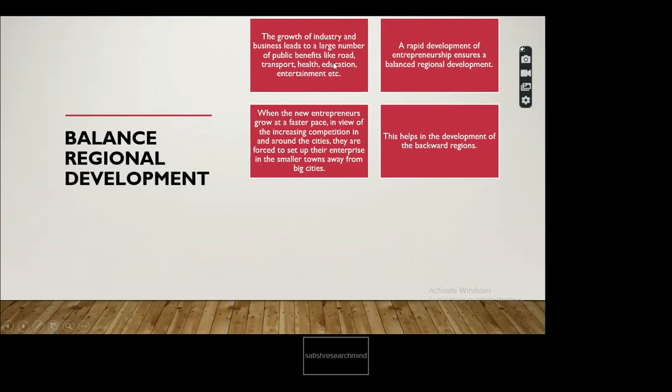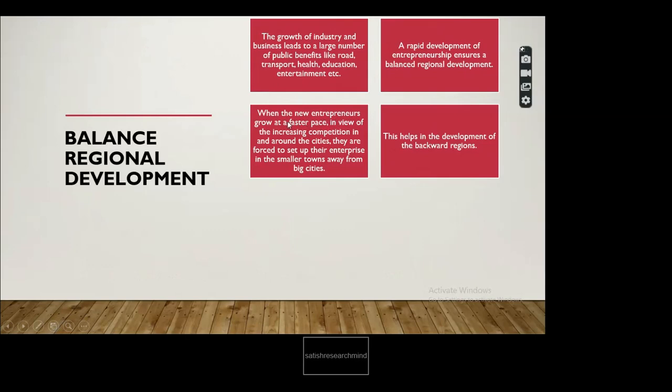Health entrepreneurs, education entrepreneurs, transport entrepreneurs, industry and media entrepreneurs, then social entrepreneurs, digital entrepreneurs. These are all creative entrepreneurs. Those types of entrepreneurs can help as enterprises, and that will help more to develop regional development. These are very important. A rapid development of entrepreneurship ensures balanced regional development. Right, each region is also developed by entrepreneurship impact.